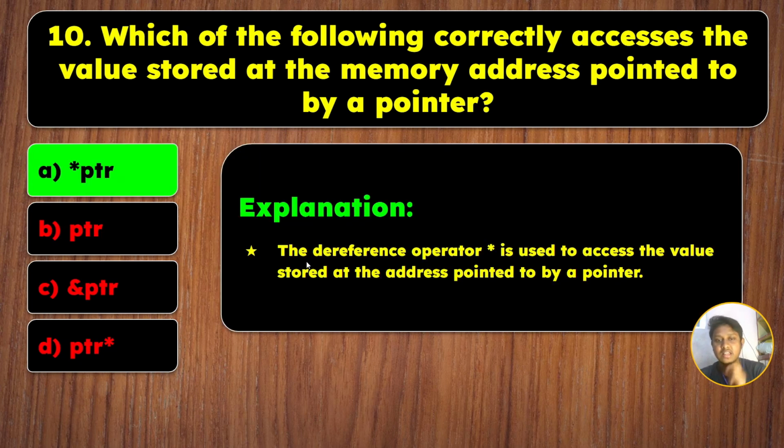As you can see, the dereference operator star, so this star is known as the dereference operator, is used to access the value stored at the address pointed to by a pointer. So let's jump to our next question.